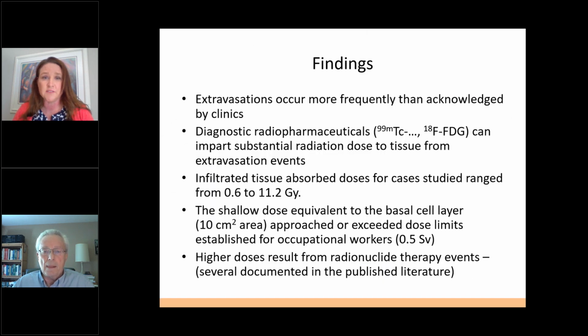But this article did give some methods on how to measure that dose, correct? Yes, we provide these methods and explain how dose can be calculated.